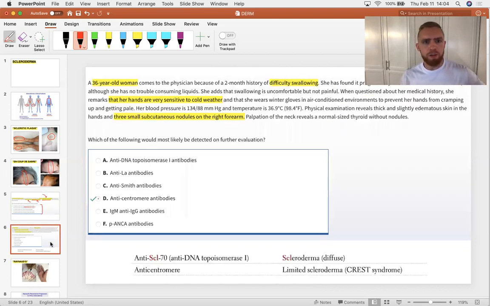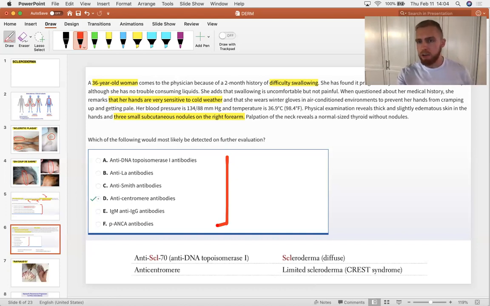One more question. A 36-year-old woman has a 2-month history of difficulty swallowing, dysphagia to solids but not to liquids, uncomfortable but not painful. Her hands are very sensitive to cold weather. Her vitals are A-OK. She's got thick and slightly edematous skin in the hands and 3 small subcutaneous nodules on the right forearm. Her thyroid is normal on palpation. What would you see on further evaluation? So here's where they give you many antibodies, because again, scleroderma is an autoimmune disease.